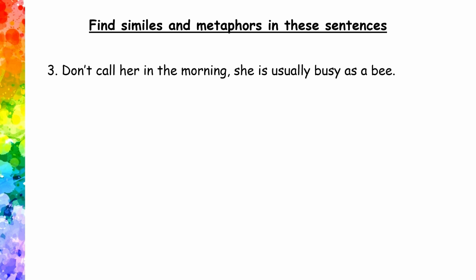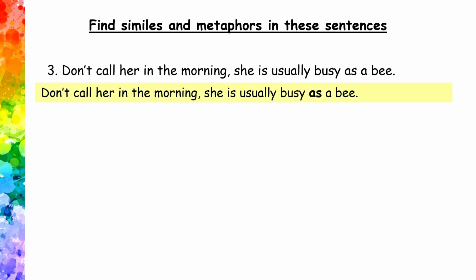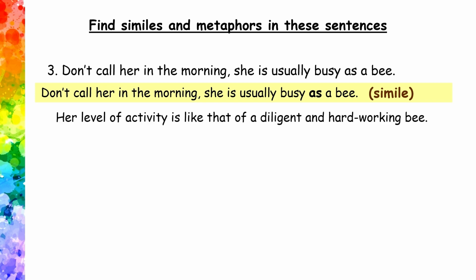The third sentence says, don't call her in the morning. She's usually busy as a bee. So here, the comparison is being made using the word as. We are saying busy as a bee. This is an example of simile. This example implies that this woman's level of activity is just like that of a diligent and hardworking bee.